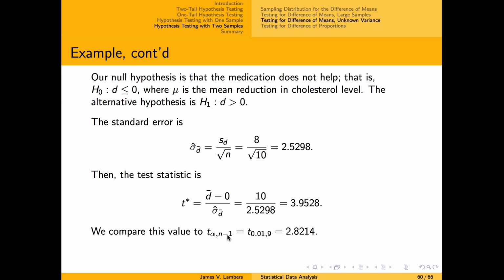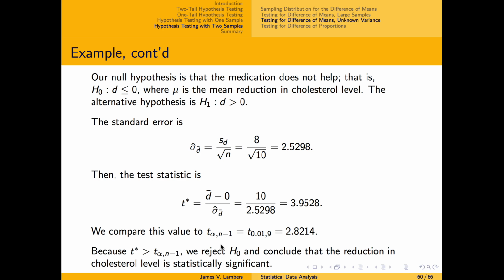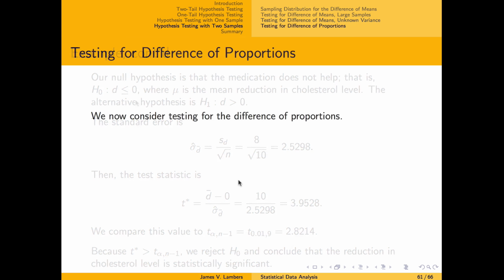Note that again we are acting as if we are working with one sample instead of two, as we are using only n minus 1 degrees of freedom, rather than n plus n minus 2. This is because the pairing takes away additional degrees of freedom. Finally, we compare our test statistic to our threshold value, t alpha, n minus 1. Because the test statistic is greater, but our null hypothesis is d less than or equal to 0, we reject H0 and conclude that the difference of means is statistically significant. That is, the medication is effective.